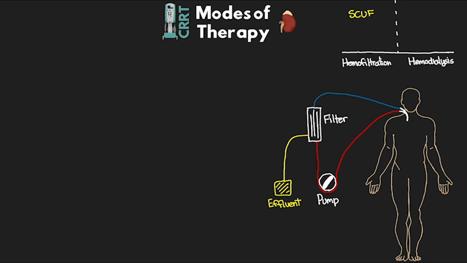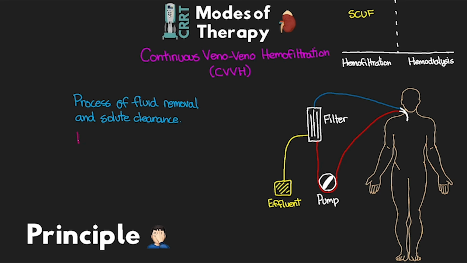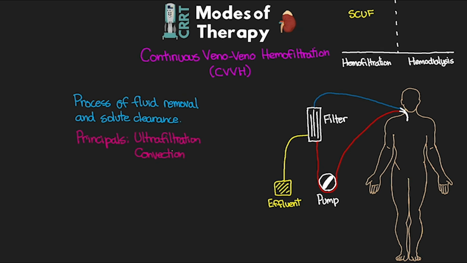So pretty straightforward. All right, so the next mode that we're going to talk about is going to be our continuous veno-veno hemofiltration, or CVVH. And so here we're going to have the process of both fluid removal as well as solute clearance. The principles that we're going to be using here are both ultrafiltration and convection. And so now, because of the volume of fluid that's going to be removed in order to drive that convection, we must use replacement fluid. And this can be either pre, post, or both.